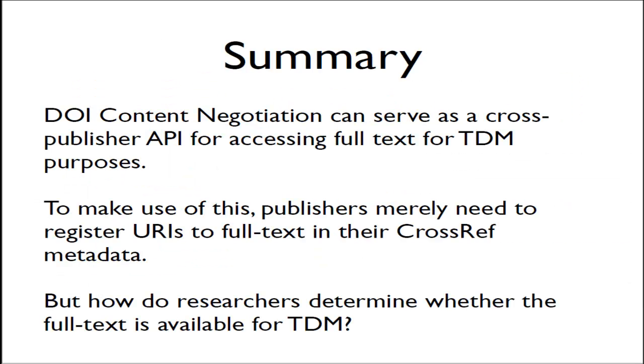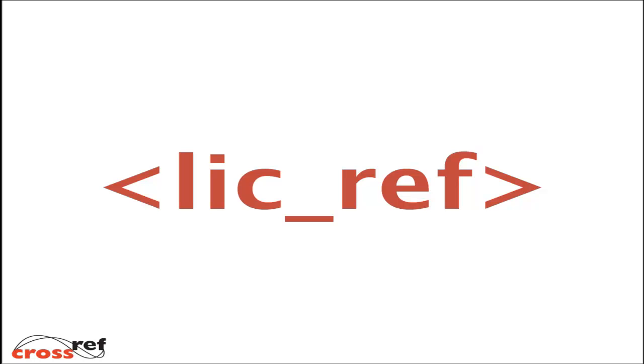So just in summary to where we are so far, content negotiation basically serves as an API for accessing the full text for text and data mining purposes. Publishers just need to register the URIs of the full text content that's allowed for this purpose. But the question remains, so how do researchers decide whether the full text is available? So again, we're trying to make this as machine-driven as possible and not requiring a lot of manual intervention. So what we've postulated and we're putting in our pilot is something called a license reference tag.